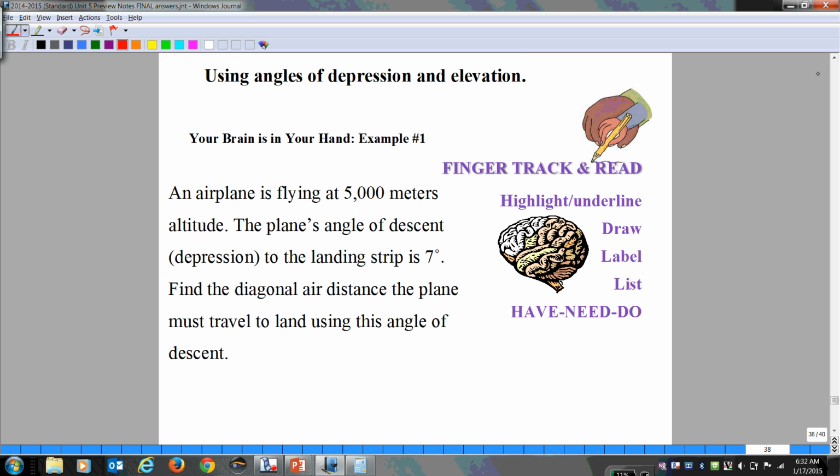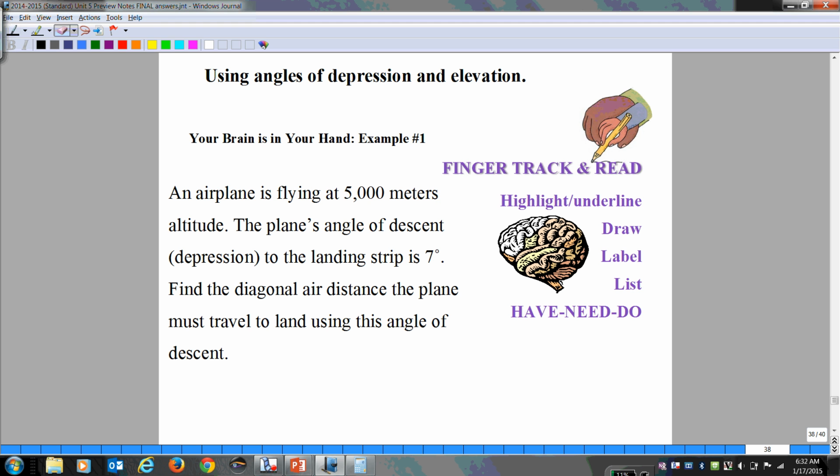Now we're going to use the brain and hand techniques, which are finger track and read, highlight, underline keywords and phrases. We draw, we label, we list, we do have, need, do. I'm going to model two problems for you. You should read aloud with me.